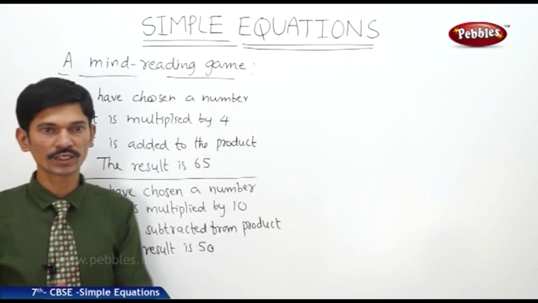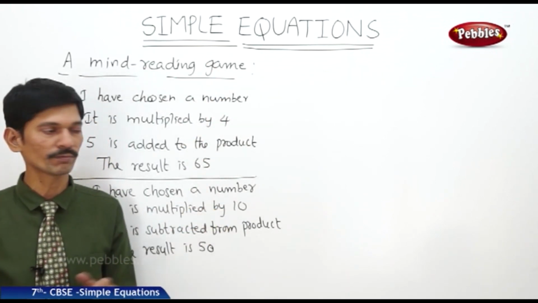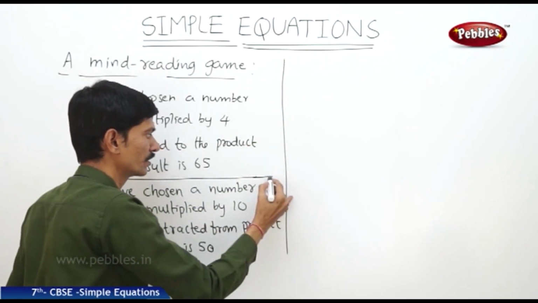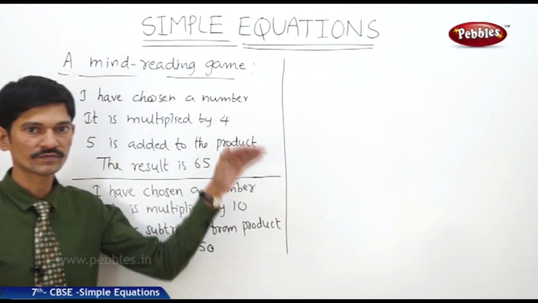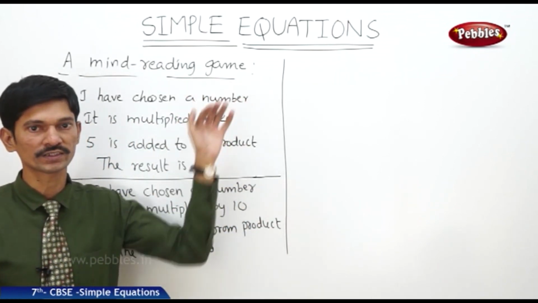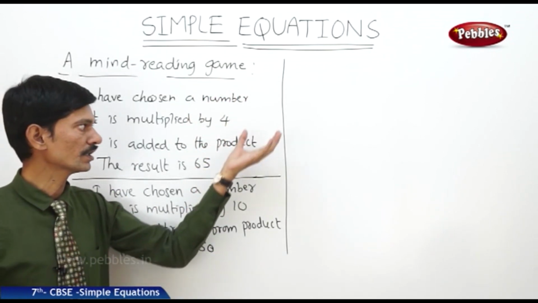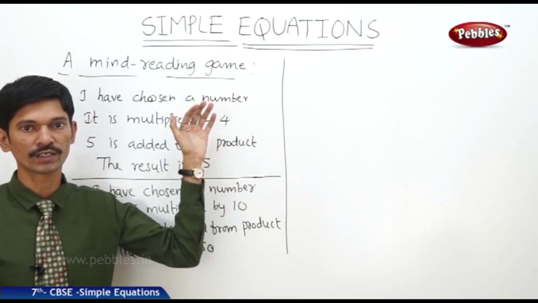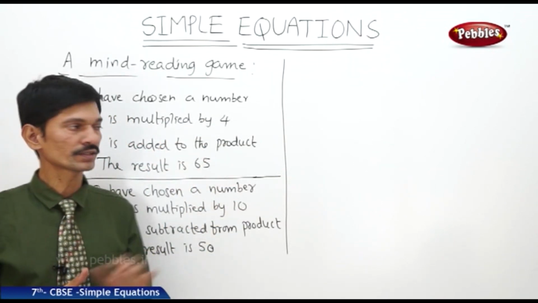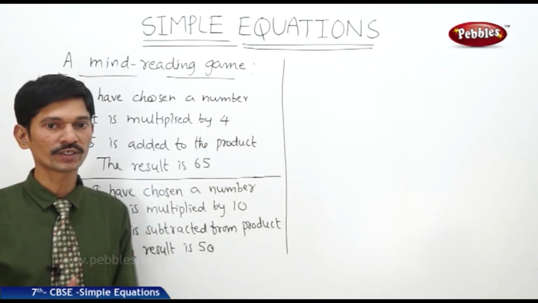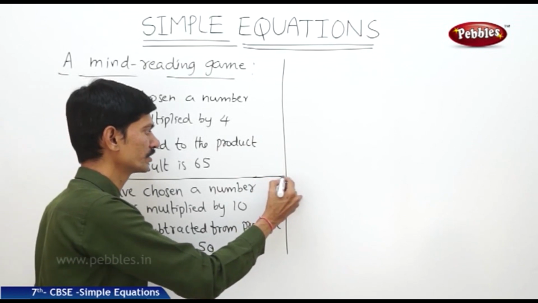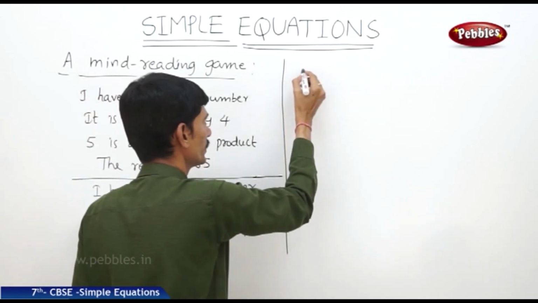Using the concept of simple equations, we can find any unknown number. So how to find the unknown number? To find the unknown number in any mind reading game, we have to replace the unknown number by any of the variables such as x, y, z. Now how to find out the chosen number? Then how to set up the equation? Now, setting up of an equation.